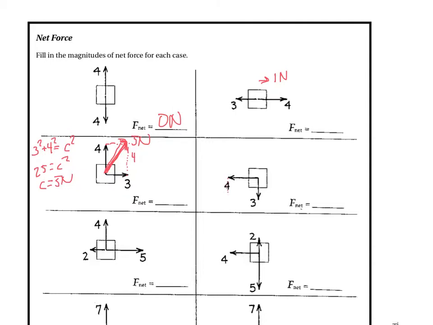For this one here, it's going to be basically the exact same. Again, pushing down and to the left. Since we have 3 and 4 on the two sides, we end up with 5 newtons again.